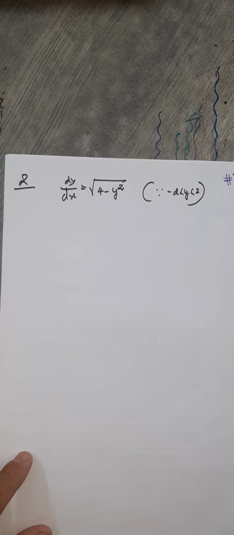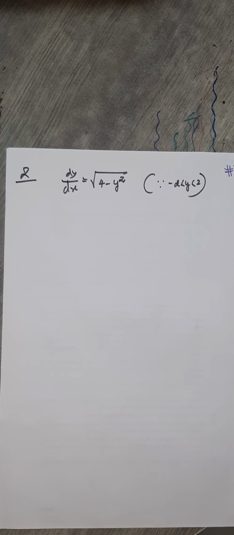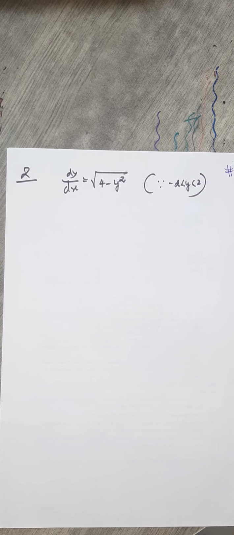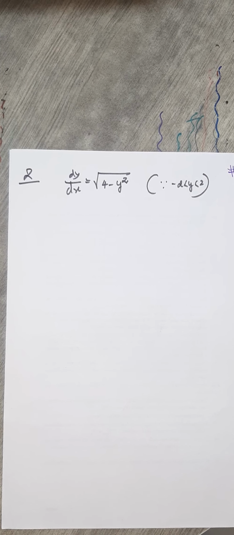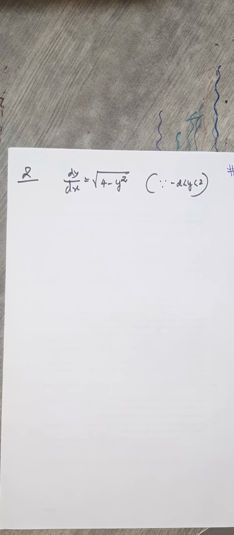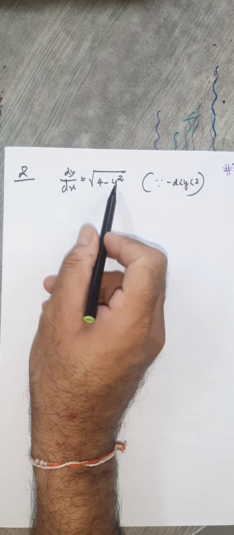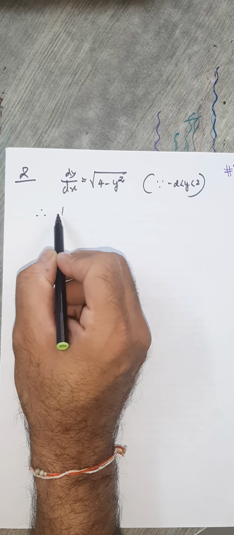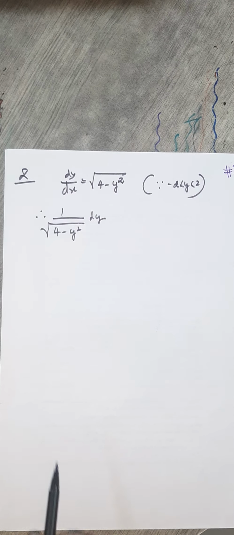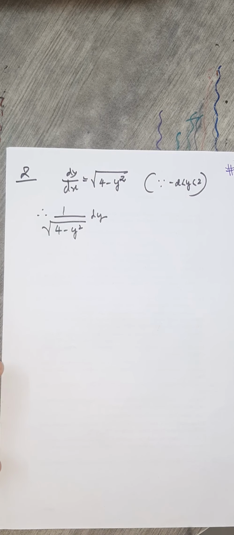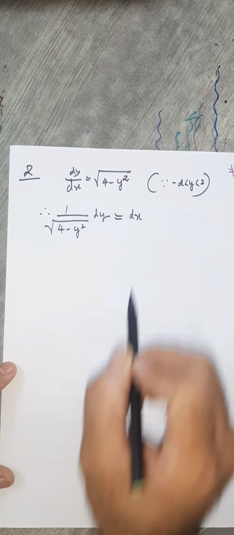So here what we do? We separate the variables. Separate the variables means what? With dx you collect all the terms having variable x, and with dy you collect all the terms having variable y. Okay, so that's what I'm doing now. So here this is the term involving y, so I'll take it with dy. So 1 upon root of 4 minus y square dy. You cannot take dy in the denominator, you know. You cannot take dy over here. Equals to dx on that side, equals dx.